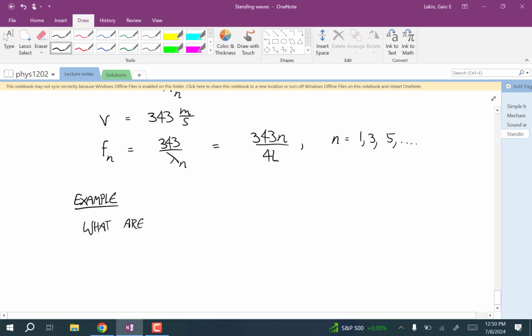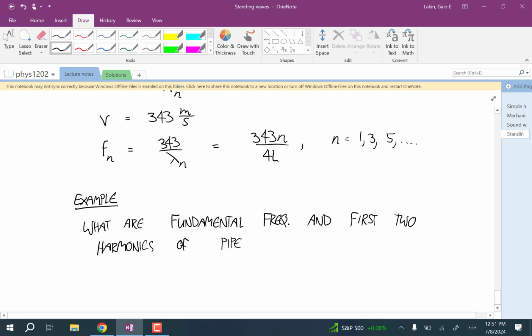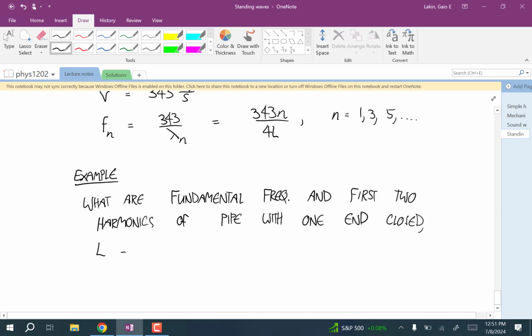What are the fundamental frequency and the first two harmonic frequencies of a pipe with one end closed, so think like a pipe organ, and a pipe length of 1 meter.